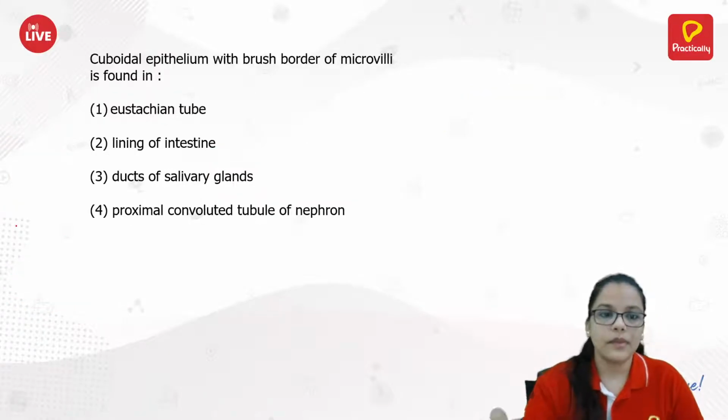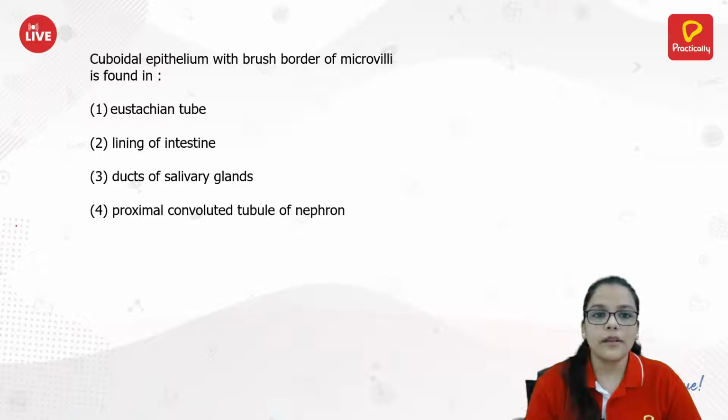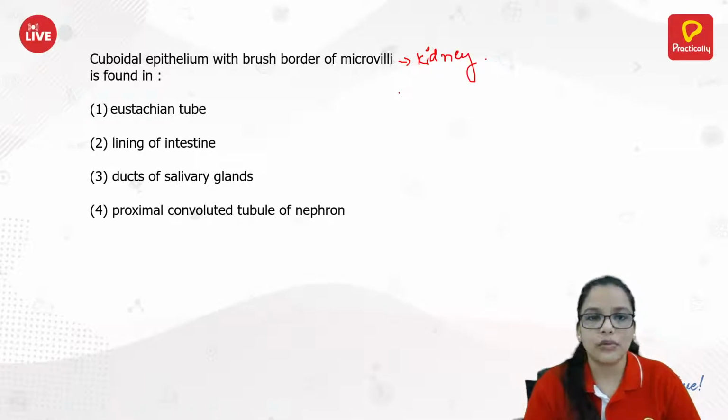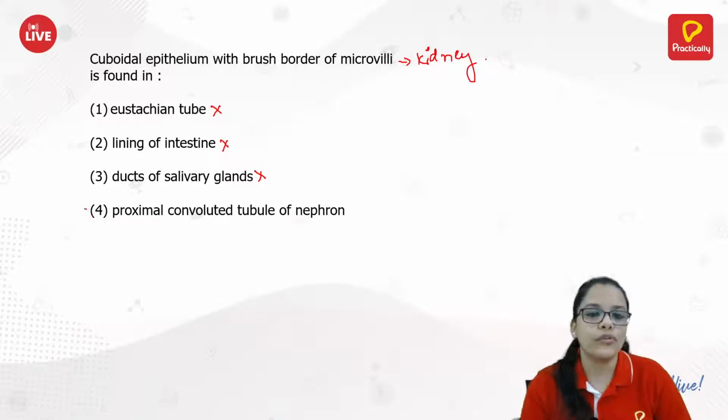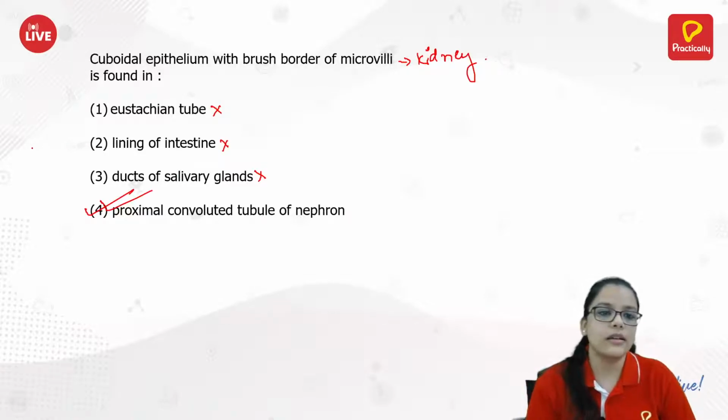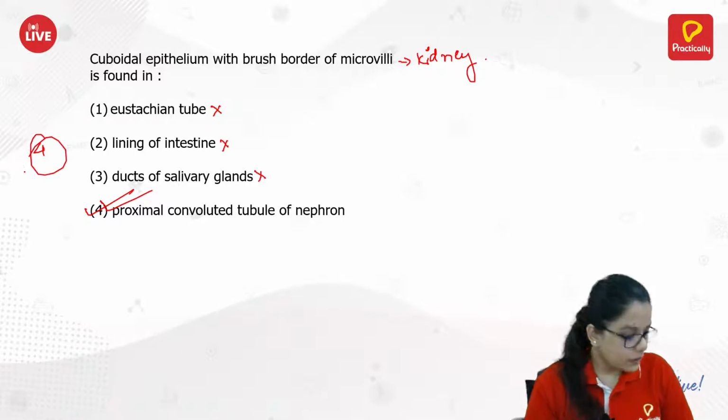Okay, next, cuboidal epithelium with brush border of microvilli is present, and microvilli is basically just present in the kidney. Mostly microvilli cells are found in kidney. So eustachian tube, no. Lining of intestine cells, no. Ducts of salivary glands, definitely no. Proximal convoluted tubule of nephron, that is the answer. Okay.